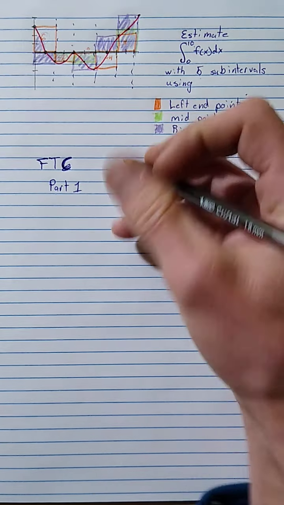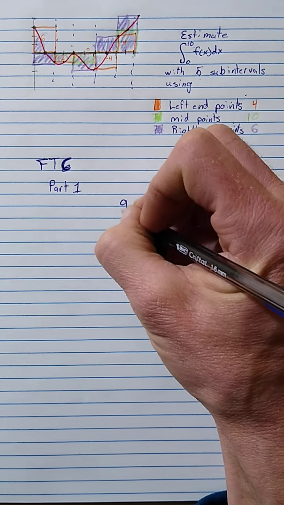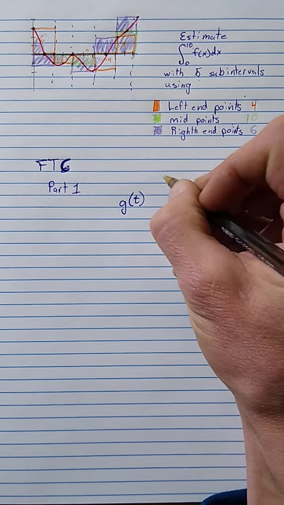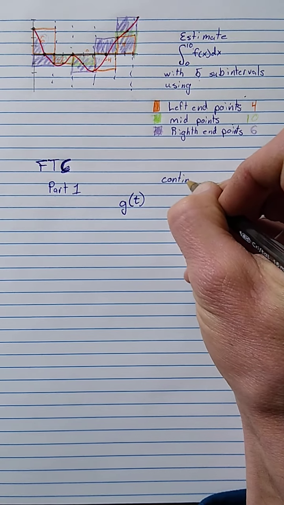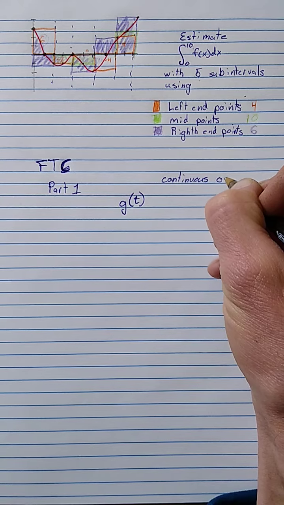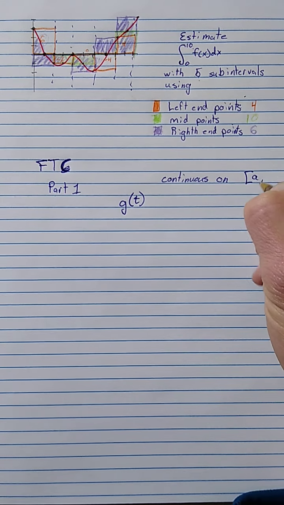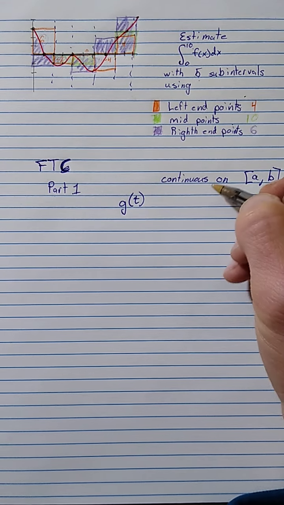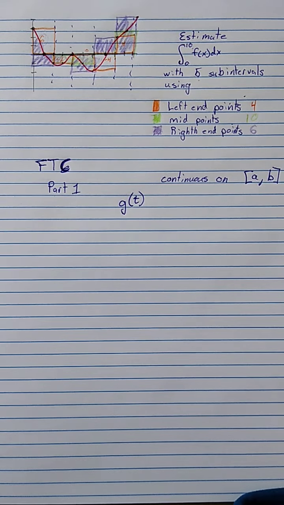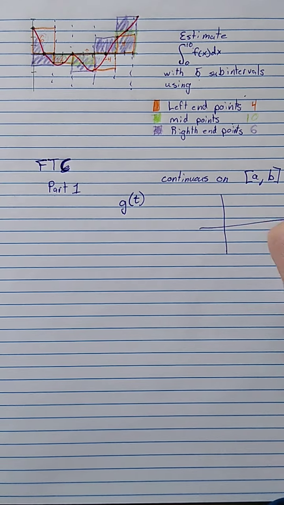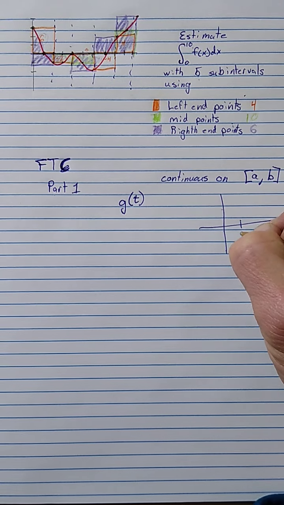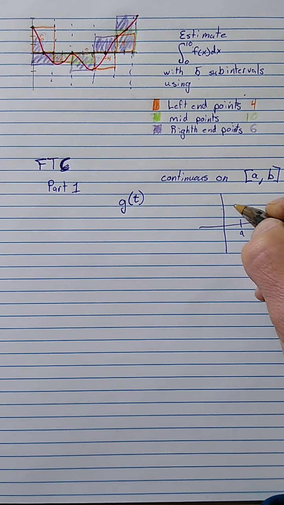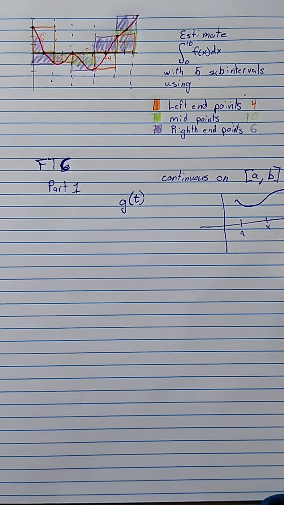Okay, so what part 1 tells us is that if we have a continuous function g of t, so g of t needs to be continuous on an interval AB. So if we've got some continuous function, then basically I could say here's A, here's B, there's an X somewhere in between, and here's my function G.